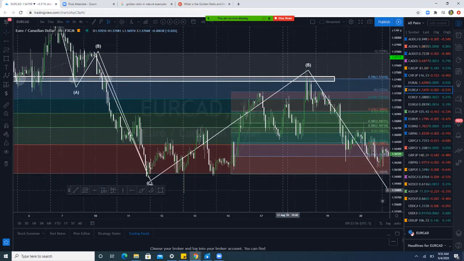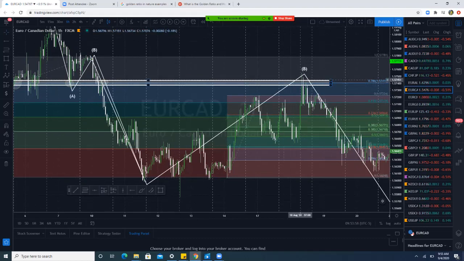And then I wait for price to show me that it's recognizing that zone, and you start to see these wicks. You see that wick, you see that wick, so you know that price is respecting that zone. That could be a potential area to get into the market going down.